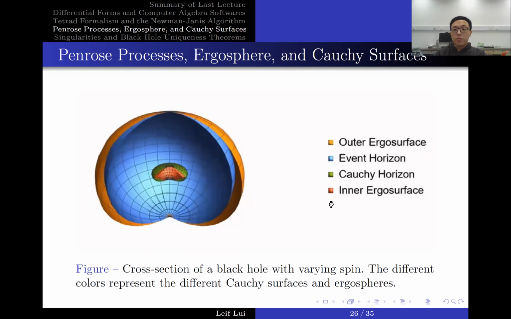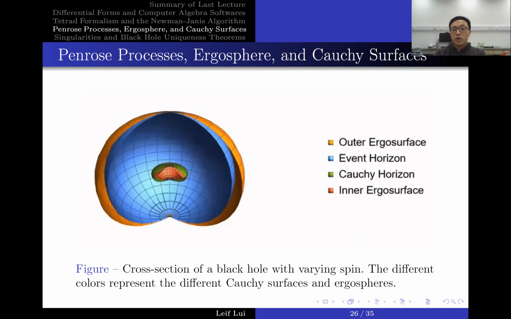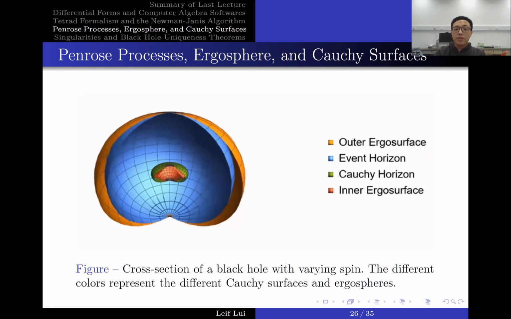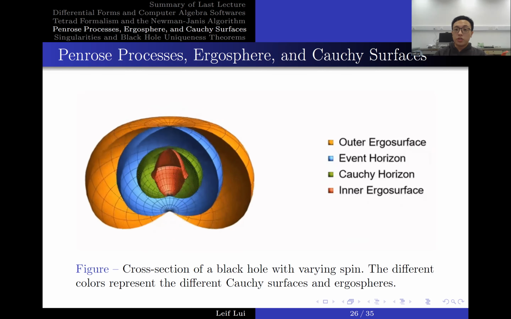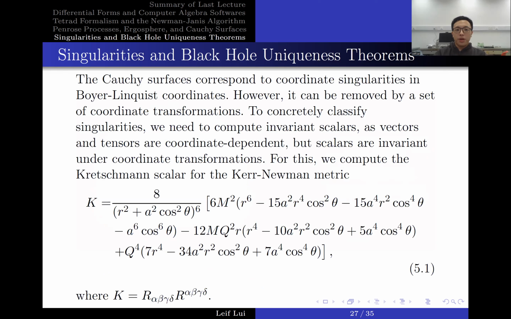The reason for this is that we want to preserve the total area of the black hole from Hawking's area theorem. So by changing the spin, we also change the shape of the black hole, and we change the spherical geometry to more of an oblate spheroid. So now I will talk about black holes' singularities.